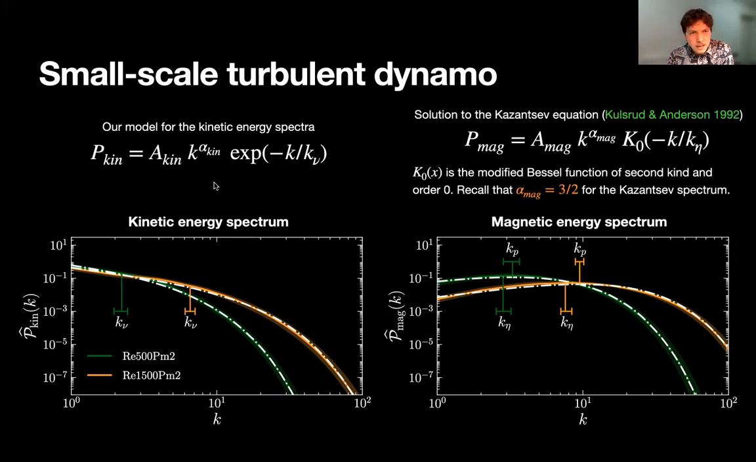At first, we fit a model that we propose, a model for the kinetic energy spectra that is motivated by the shape of the spectra. We have a power law and then a dissipation term. And then for the magnetic fields, we use a solution to the Kazantsev equation, where again, we have a power law, and then we have this modified Bessel function of the second kind, which is derived by Kulsrud and Anderson in 1992. And we fit this model to our energy spectra and measure these scales in the problem. And then we study the dependencies between these scales.